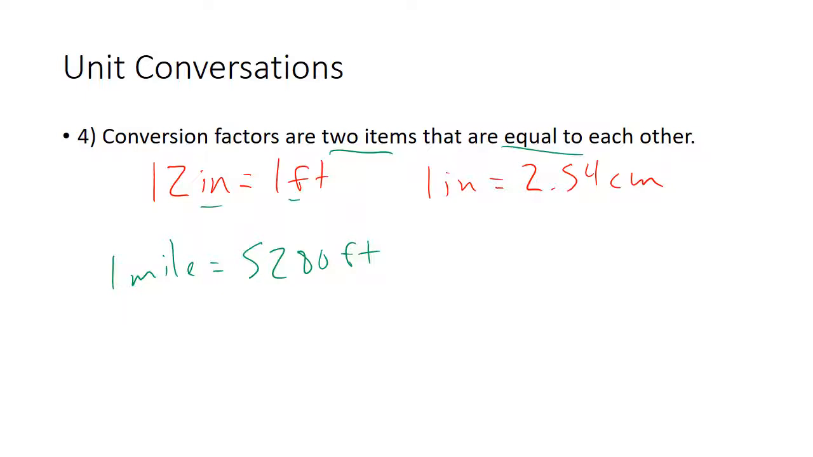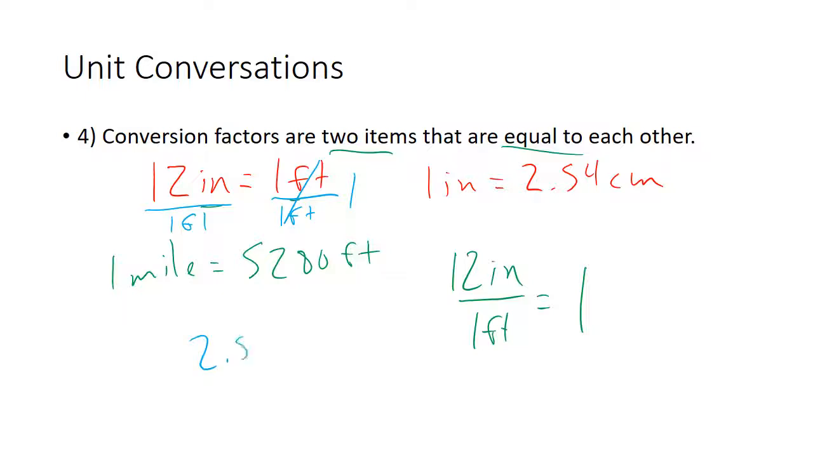Why is this useful? Well, remember, a couple slides back, whenever you divide two things that are equal to each other by each other, it equals 1. So 12 inches divided by 1 foot is equal to 1 because these two things are the same. And if you want to do it algebraically, remember you do it on one side, you do it to the other side. So the feet cancel, and 12 inches over 1 foot equals 1. So divide this side by 1 inch, and 2.54 centimeters over 1 inch is equal to 1.